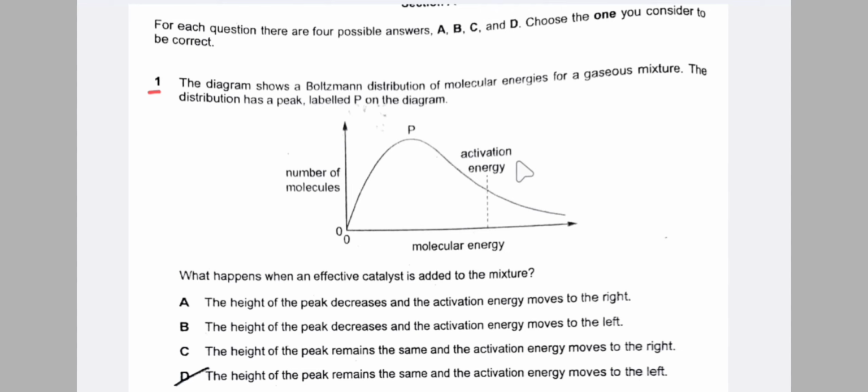So catalyst increases the rate of the reaction by lowering the activation energy. So the activation energy is lowered. That means it moves towards the left and it has no effect on the peak of the curve. And if the temperature increases then the peak of the curve moves to the right and the peak height decreases. But for now the height of the peak remains the same since the temperature is the same and the activation energy moves to the left. So the answer is D.